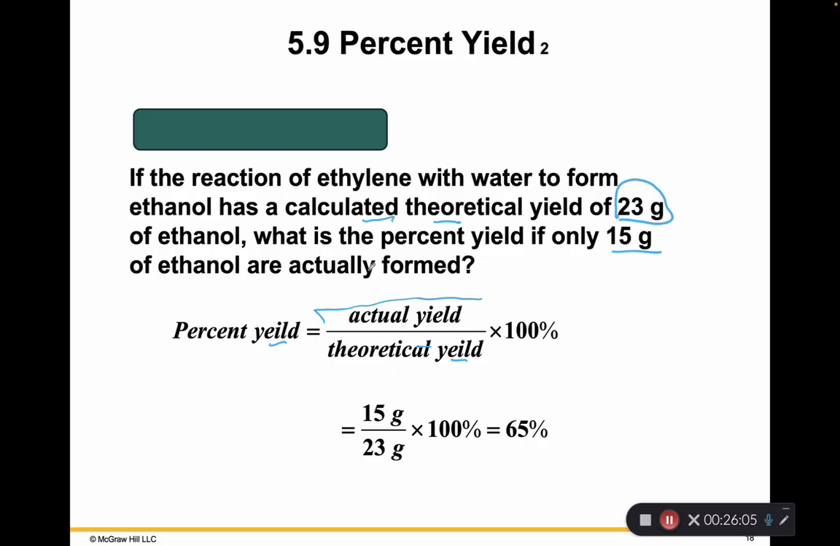The question directly gives you the theoretical yield and the actual yield. Place those numbers correctly. Actual is 15 grams here, theoretical is 23 grams here. Multiply that ratio by 100%, and you get 65%. So we can do questions related to percent yield when the actual and the theoretical yield are directly given in the question. We plug those into the definition of percent yield and solve for it.